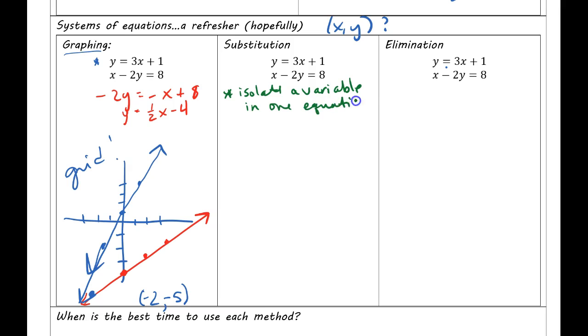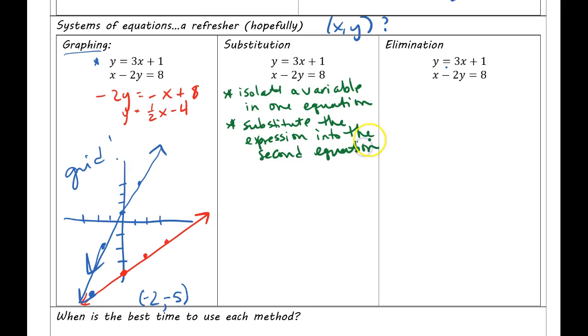And then for part two, after you've isolated a variable in one of the equations, then you substitute the expression into the second equation. And then it just becomes, I'm not even going to write it, but then you just solve it, okay? So these are your two steps. Isolate a variable in one of the equations, then substitute that expression into the second equation. So what does that mean? Well, it means find one of these two equations and get one of the letters by themselves.